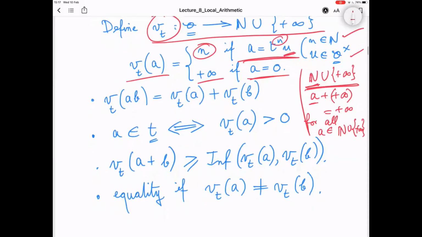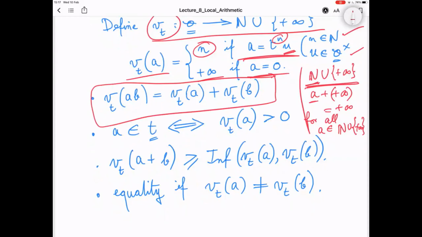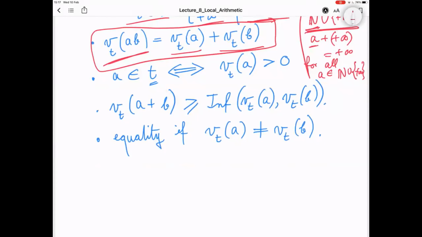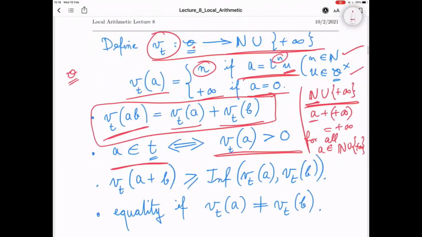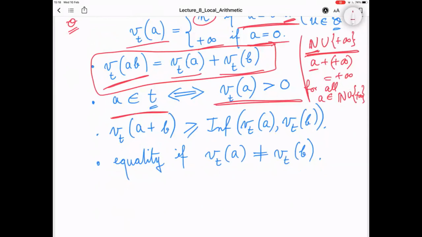And this vt is a morphism from this multiplicative monoid. O under multiplication is a monoid. So vt of ab is equal to vt of a plus vt of b. So it's a morphism from this multiplicative monoid to this additive monoid. And of course, inside this, the ideal t is characterized by vt. This vt of a is called the valuation of a. So a is in the ideal t if and only if its valuation is strictly positive.